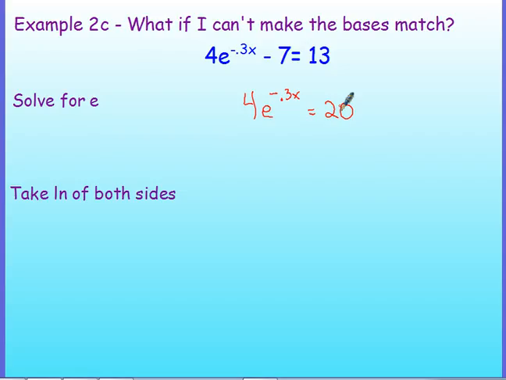So, not yet. I need this alone. What are they doing? They're multiplying. So I'm going to divide by 4. I have to leave the e because it's the thing with my exponent. You see what I'm saying? So I'm going to just divide by 4. So it'll be e^(-0.3x) equals 5.